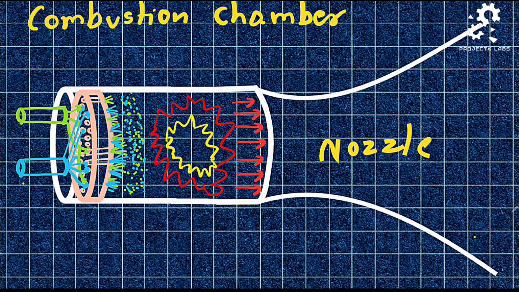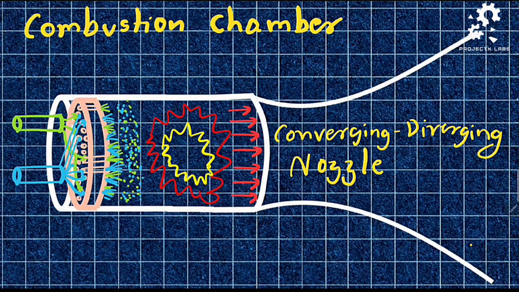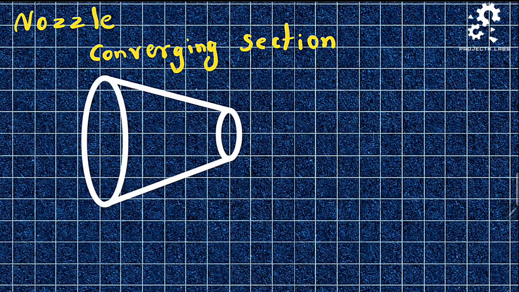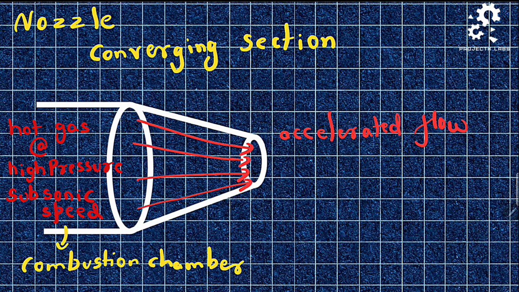The combustion chamber is connected to the nozzle. The nozzle has a converging and a diverging section, hence called a converging diverging nozzle, or in short, the CD nozzle. Now coming to the nozzle, it has a converging section that is directly connected to the combustion chamber, which holds high pressure gas at subsonic speed. The gas is accelerated in this section to reach sonic speed.